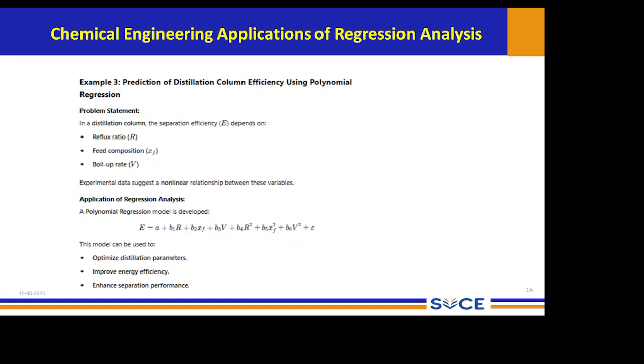So the power is increased, it is polynomial. It can be second order, third order, and so on and so forth, but here they have given only the second order. So the efficiency depends on the first order as well as the second order. It's a polynomial regression. This model can be used to optimize the distillation parameters, improve energy efficiency, and enhance separation performance.